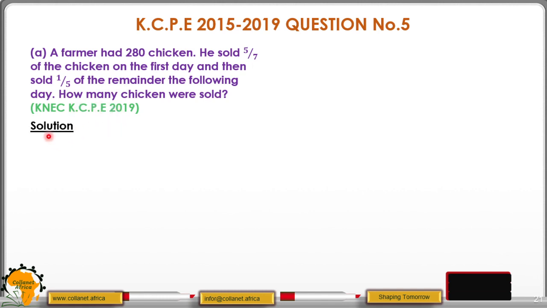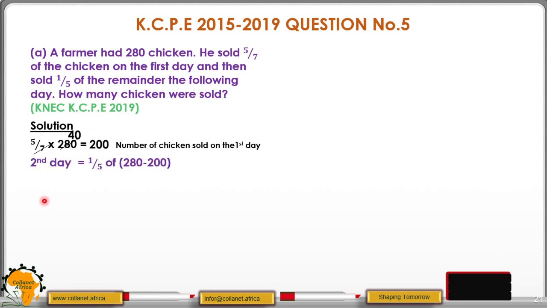So the solution for this will be 5/7 times 280. By 7 you get 1, and by 7 you get 40. So 40 times 5 you get 200, the number of chicken sold on the first day. Meaning if he sold 200 and he had a total of 280 chicken, then there was a remainder. So the remainder was 280 minus 200 to get 80.